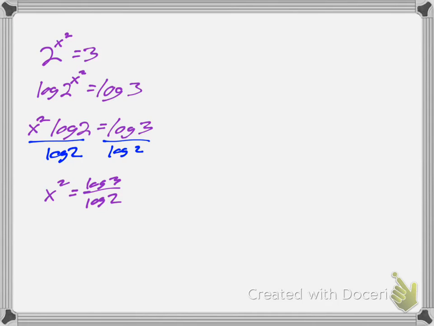Now, you need to solve for x. You have x squared. What do you need to do? Take the square root. Good. Square root both sides. So you have x equals, since I took the square root, I got to put in a plus or minus, right? The square root of log 3 divided by log 2.